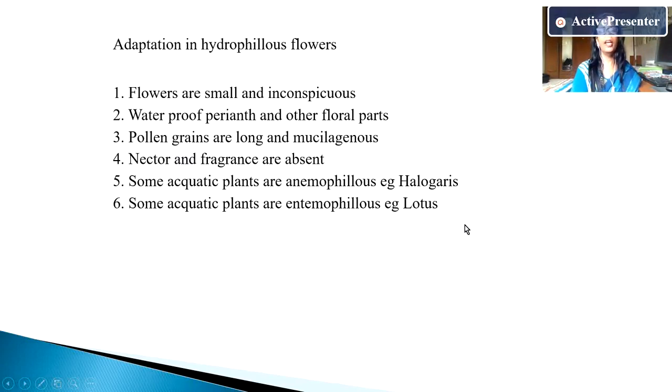Then what are the adaptations in hydrophilous flowers? Flowers are small and inconspicuous. Waterproof perianth. The perianth is the outermost two whorls; instead of calyx and corolla, we can say the perianth and other floral parts. Pollen grains are long and mucilaginous. Nectar and fragrance are absent. Nectar means honey. Some aquatic plants are anemophilous, example Halophila. This is the exception case. Some aquatic plants are entomophilous, meaning insect pollinated flowers, for example lotus. So these are the adaptations in hydrophilous flowers.